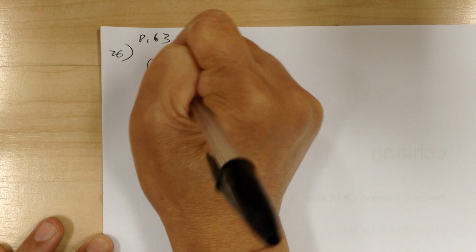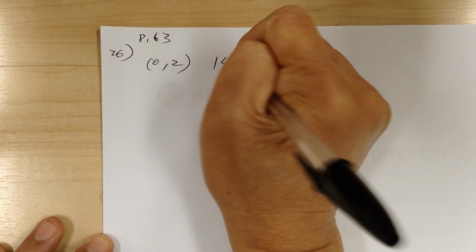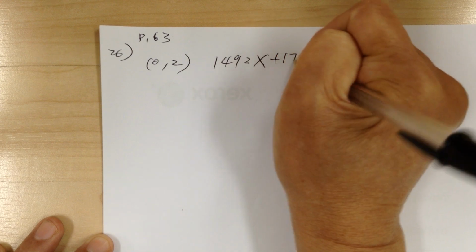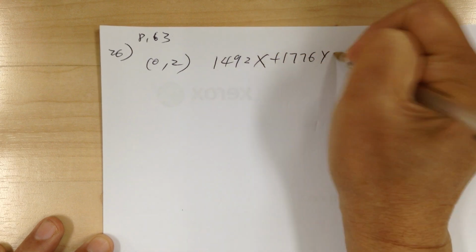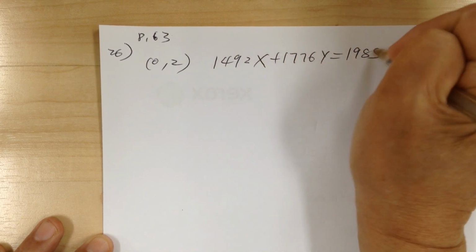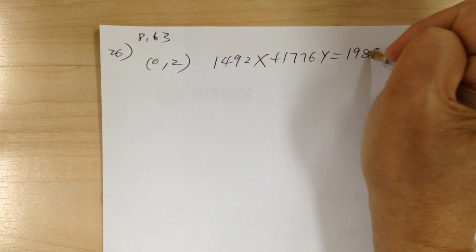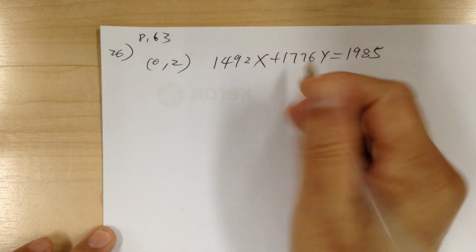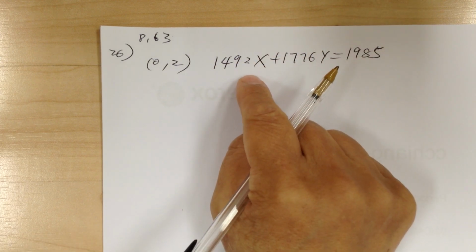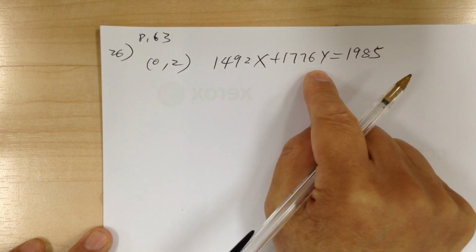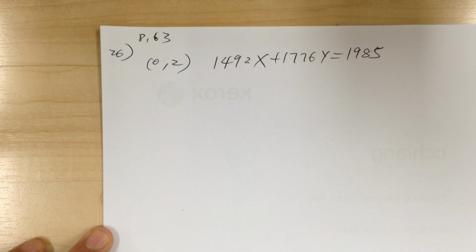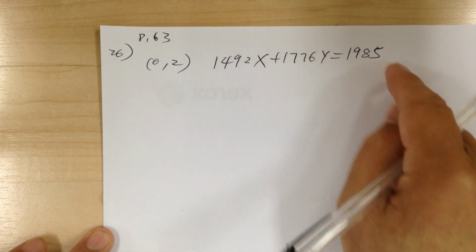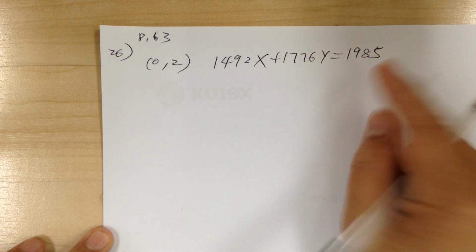Here you got (0, 2), you got 1492x plus 1776y equal to 1985. Okay, so 1492, that's when Columbus discovered America. 1776, that's the independence of America. 1985, this is the year that this book was written.